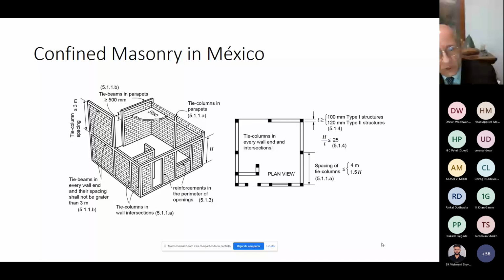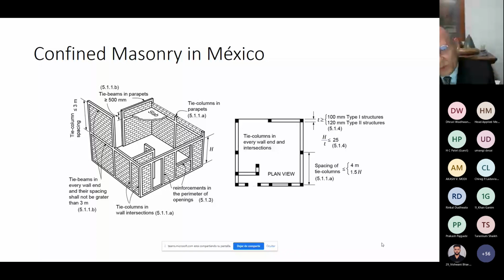The tie columns should be placed whenever two walls meet or in corners. There should always be a tie column. And tie beams are the horizontal elements, and they should also be provided. Usually, in particular in Mexico, these tie beams coincide with the level of the floor. But it's not always the case, because sometimes the walls are too tall, and so the windows don't go as far as the roof.